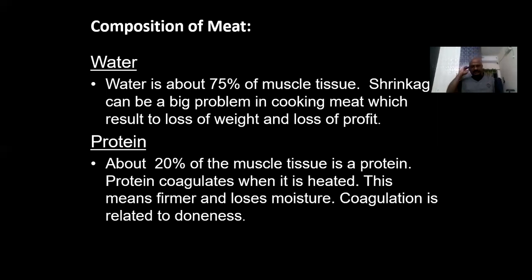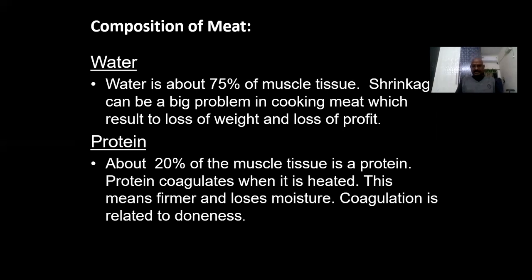About 20% of muscle tissue is protein. Okay, 20% of your muscle contains protein. Protein coagulates when it is heated. The protein contained in the muscles, when you heat it, cook it, grill, roast, steam or stew, will get coagulated and turn tender.